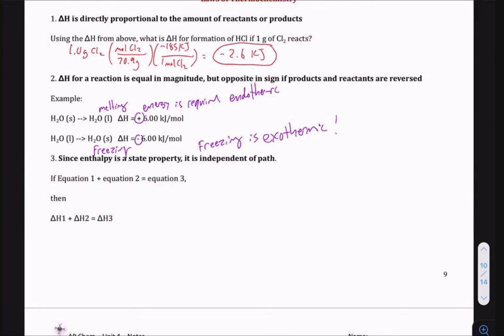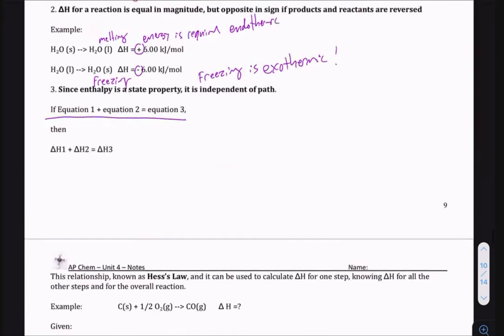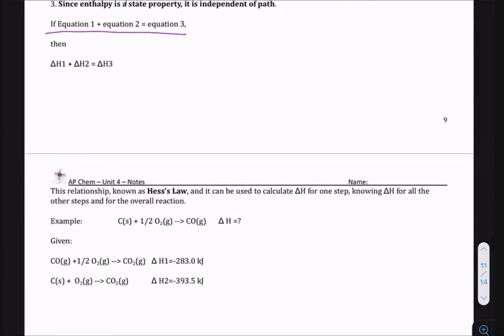Okay. All right. Law 3. We can combine equations to find an overall delta H. So if you're able to algebraically combine two equations, then the delta H for the reaction is the algebraic sum of the previous two delta H's. But it's only if they algebraically combine. You can't just combine anything. There's got to be some reason, some bridge for them. That means there's some kind of common reactants or products. Okay, so this third law is what's known as Hess's Law.